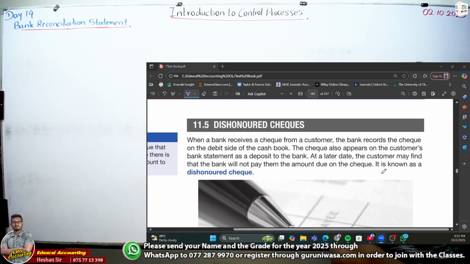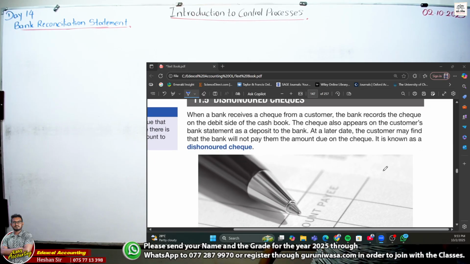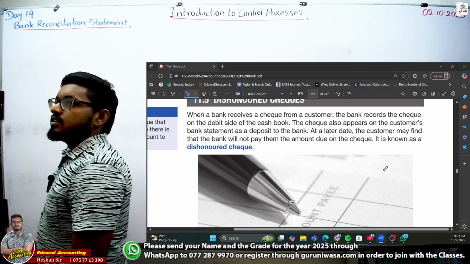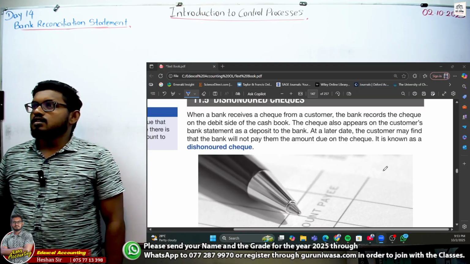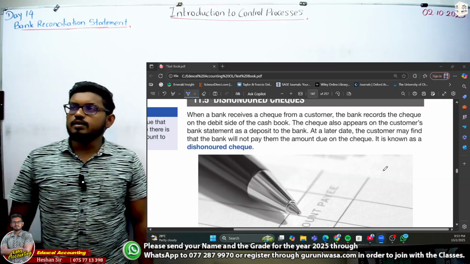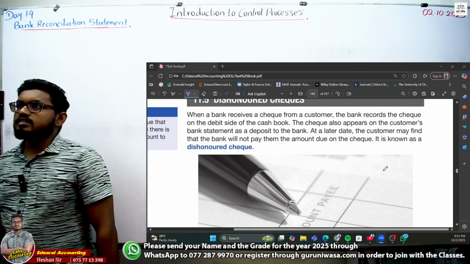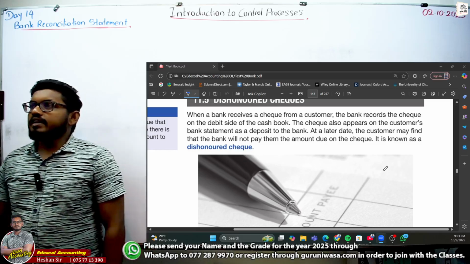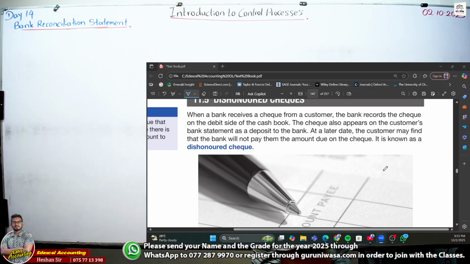Dishonored checks. When a business receives a check from a customer, it records the check on the debit side of the cash book. The check also appears on the customer's bank statement as a deposit to the bank. At a later date, the customer may find that the bank will not pay the amount due on the check. It is known as a dishonored check.